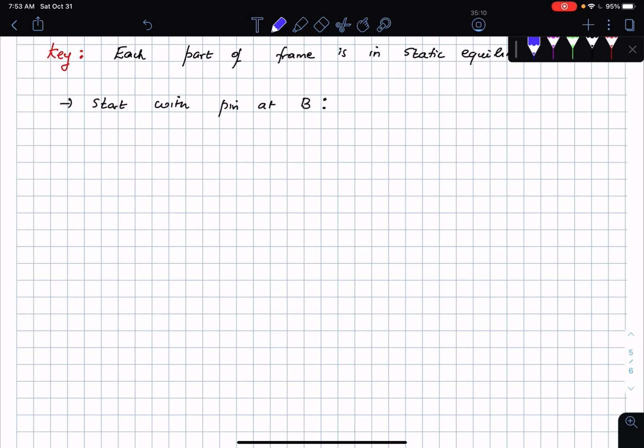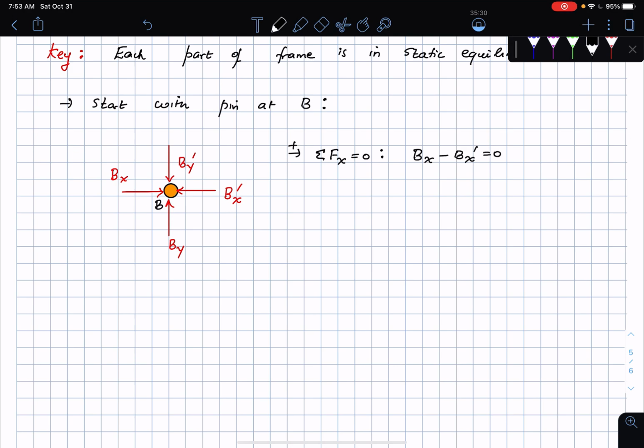So I'm going to start with the pin. Hopefully I have the pin right. Fantastic. So this is the pin at B. If I sum forces in the horizontal and vertical directions, as you know, forces in the x direction, this is positive x, and I say, okay, what do I get? Bx minus Bx prime is equal to 0, which tells me that Bx is actually equal to Bx prime. Well, surprise, surprise. Then if I sum forces in the y direction and set them equal to 0, what are the forces in the y direction? By minus By prime is equal to 0, which tells me that By is equal to By prime. So this is beautiful stuff.